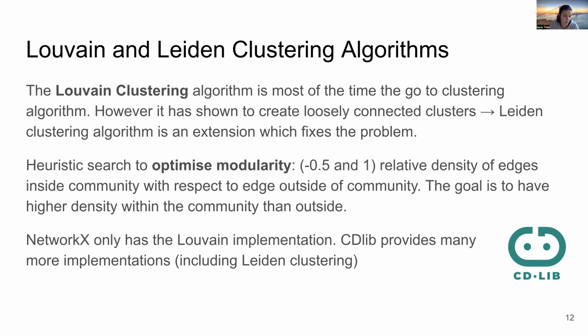Both algorithms perform a heuristic search to try to optimize what is called cluster modularity. This is the density of the edges inside the community with respect to the density of the edges outside the community. The ultimate goal is to identify which are the edges that create a higher density within a cluster with respect to outside the cluster. NetworkX only includes Louvain, and that's why we are also looking at CDlib, as it provides many more implementations, including the Leiden clustering.